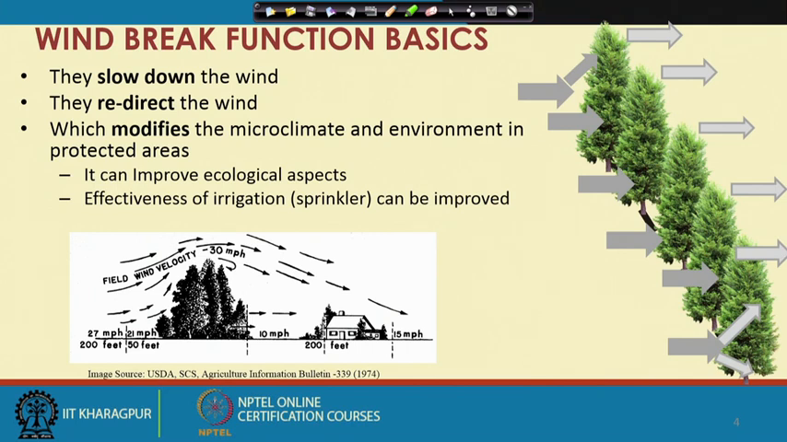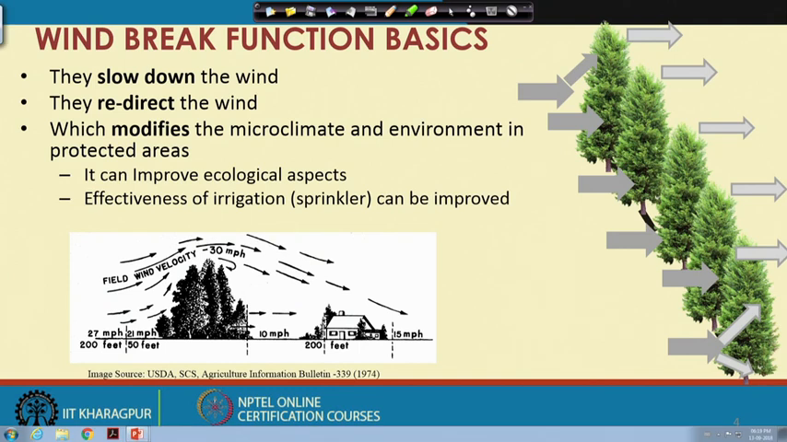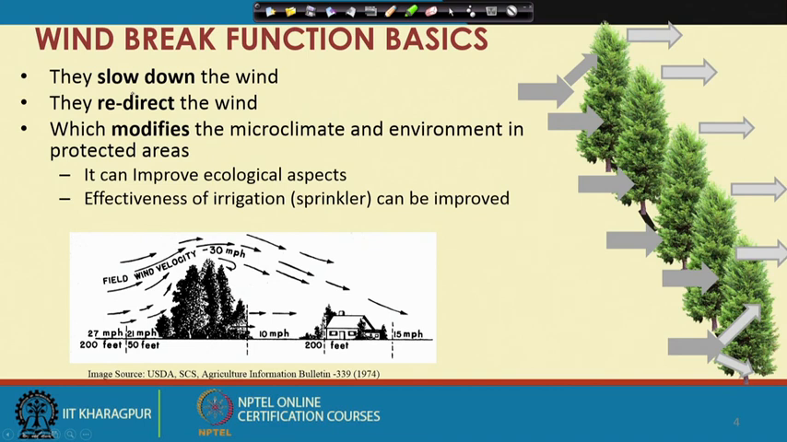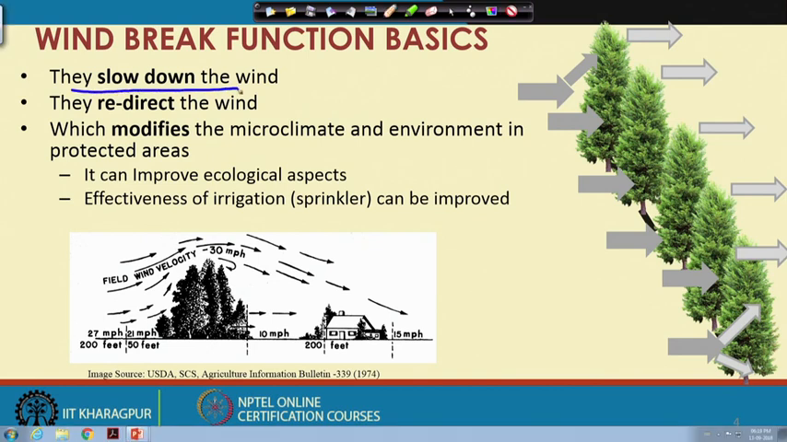This slide shows the function of windbreaks. Windbreaks reduce the surface wind, they slow down the wind, absorb the higher magnitude of wind velocity, and deflect the high or erosive winds to another direction. So, they reduce the wind speed and redirect the wind, which modifies the microclimate and microenvironment that may be favorable for crop growth.